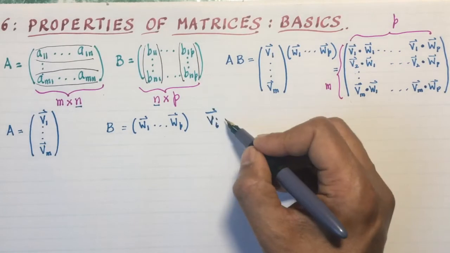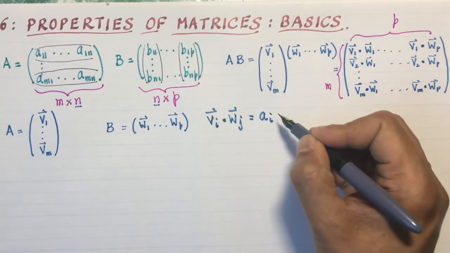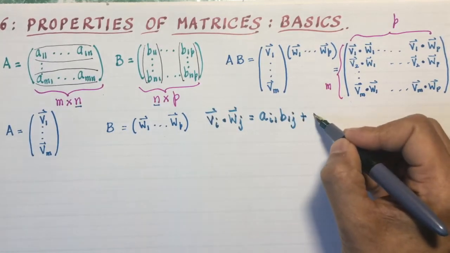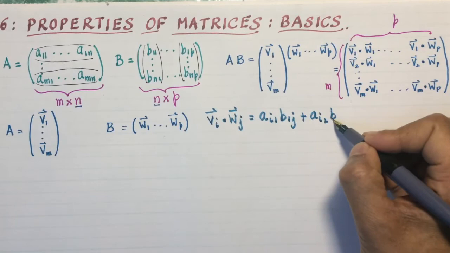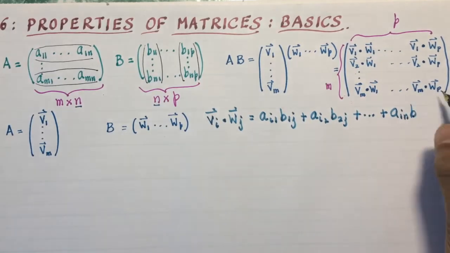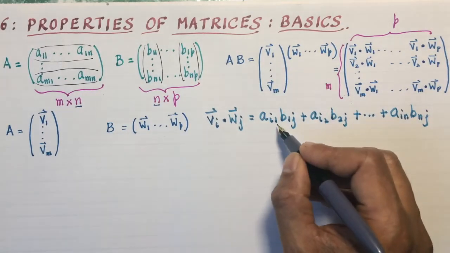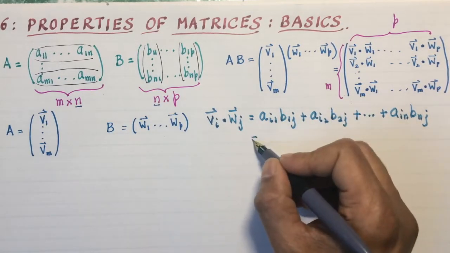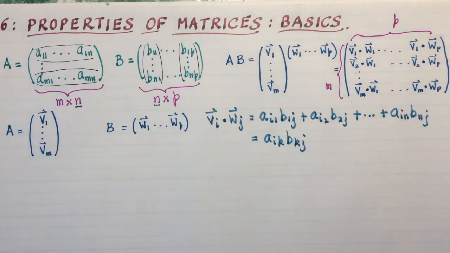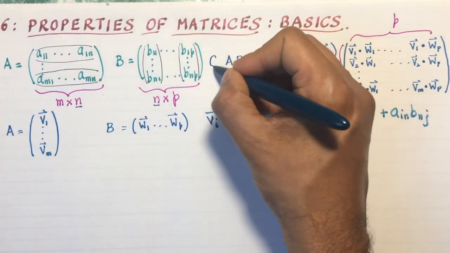The general term is going to be Vi dot Wj, and that's just given by the following: a_i1 b_1j plus a_i2 b_2j all the way up to a_in b_nj. Now we can use the Einstein summation convention if you like, and I can write this as a_ik b_kj. So that is a great way to understand how matrices multiply in the Einstein summation notation.